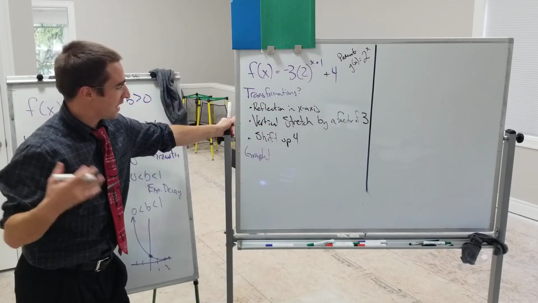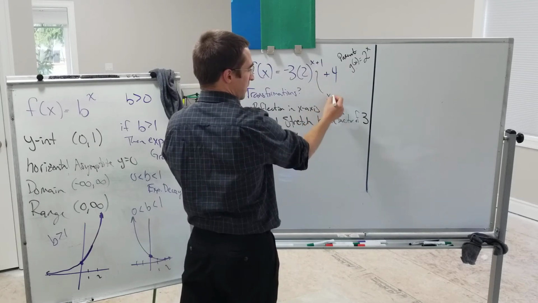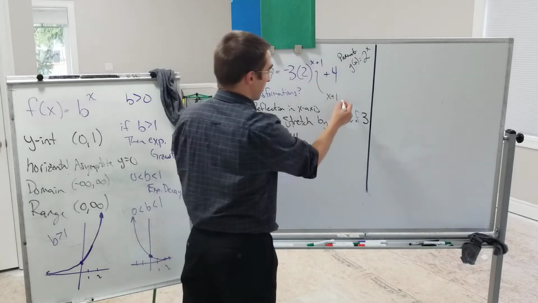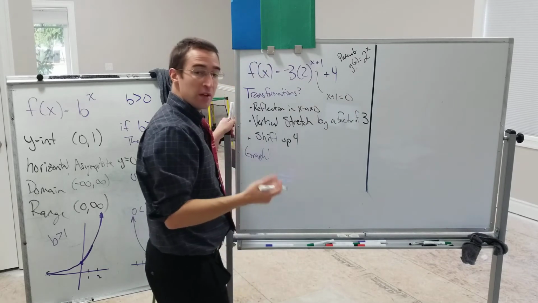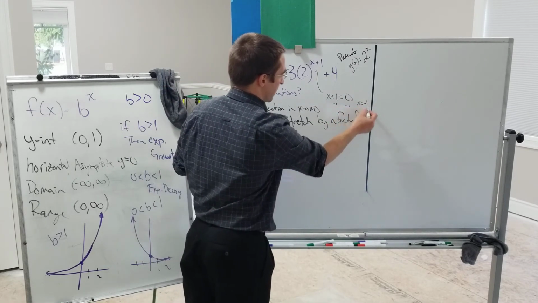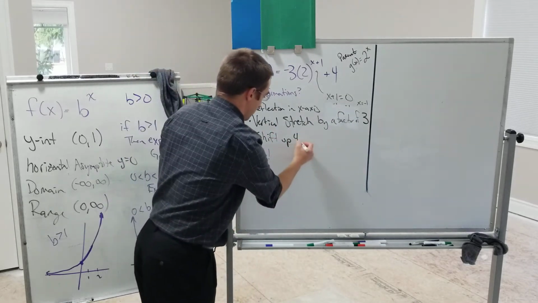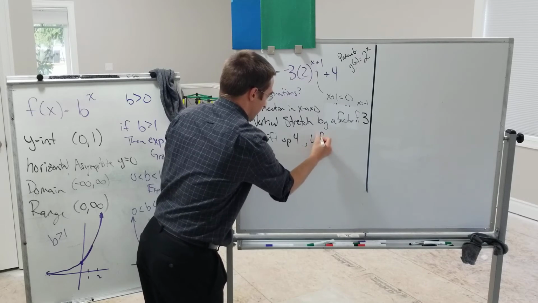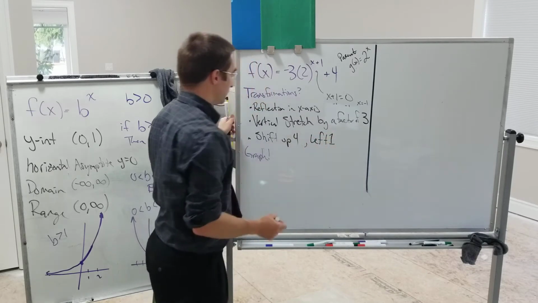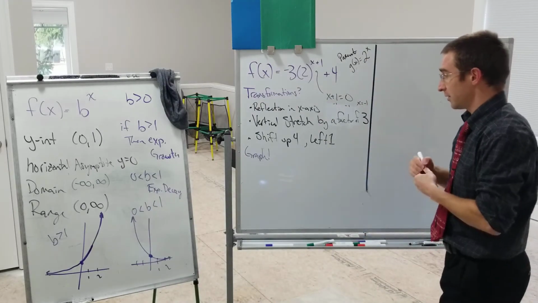And then we've got this x plus 1. Remember, with the x plus 1, to see what that does, we can just take whatever it is, set it equal to 0, and find our new starting point. So x equals -1, which means we shift left 1. So we shift up 4, left 1. So now we're going to graph it, and there's a couple ways that we could graph it.